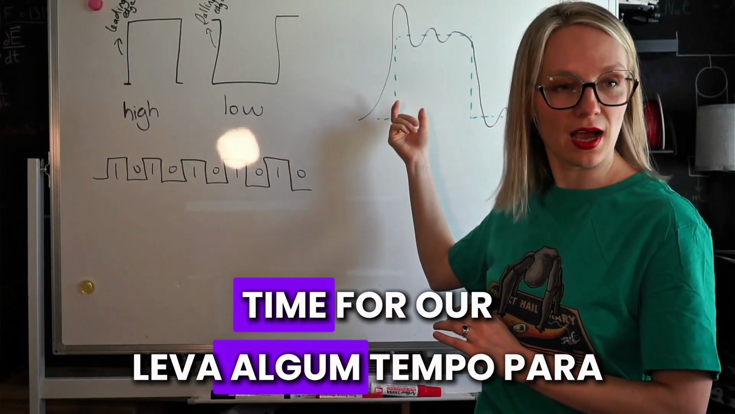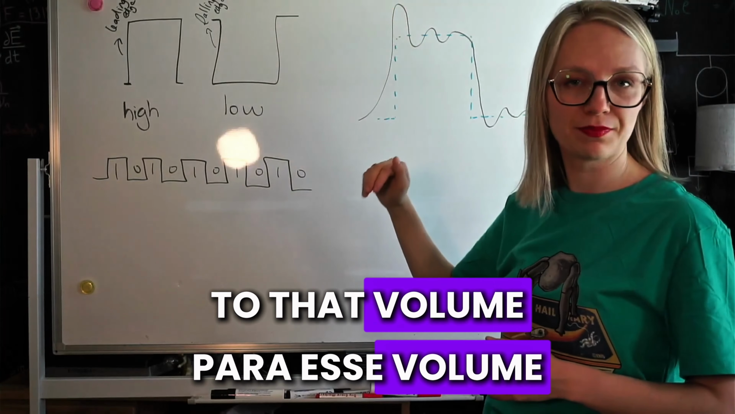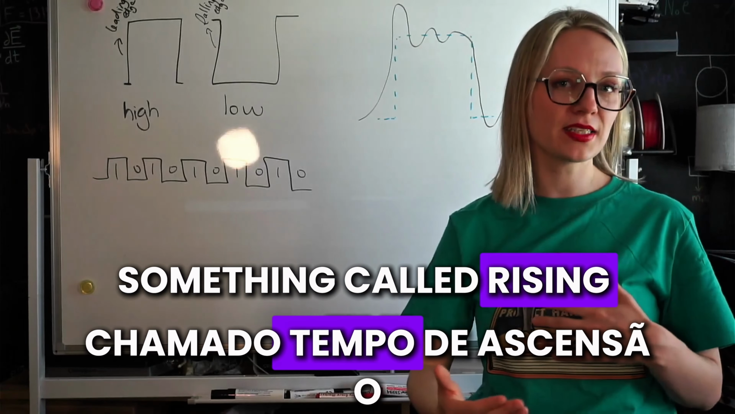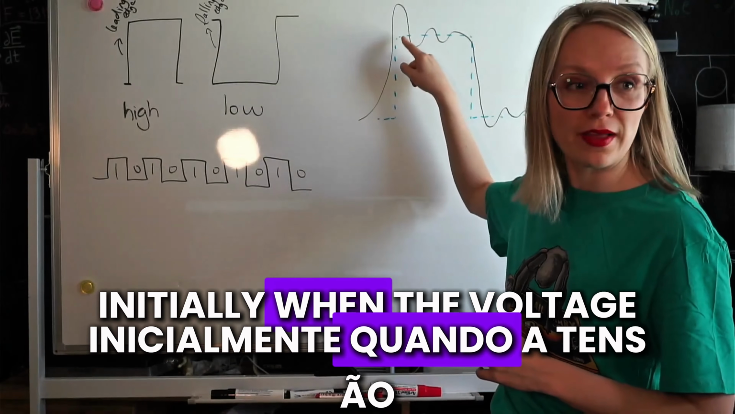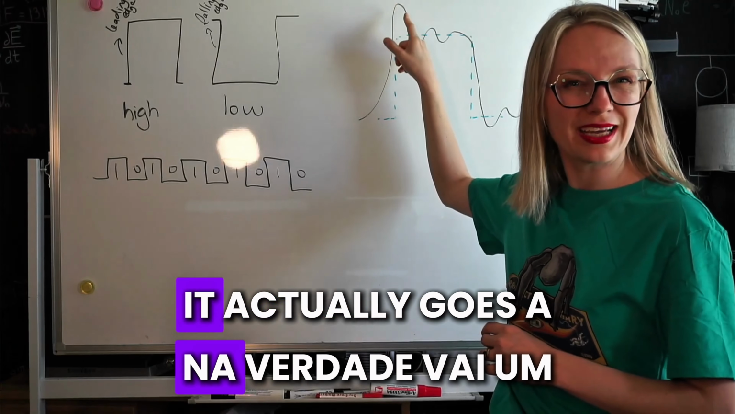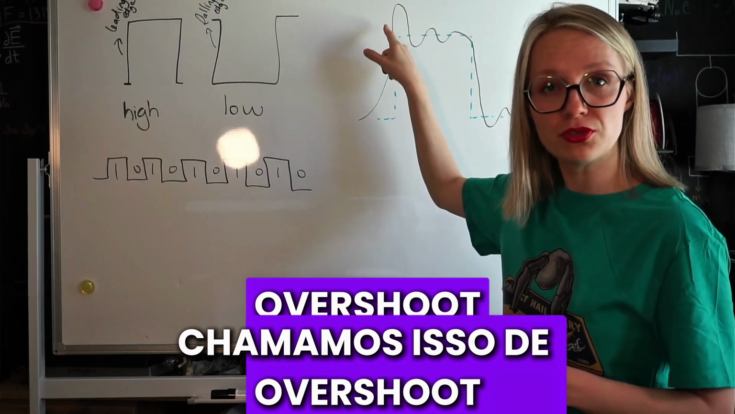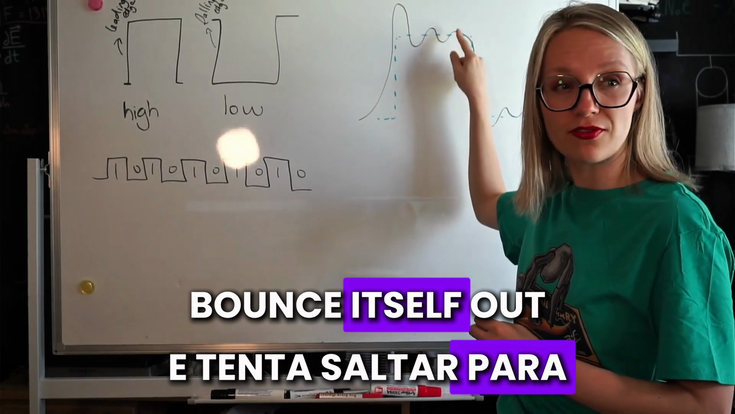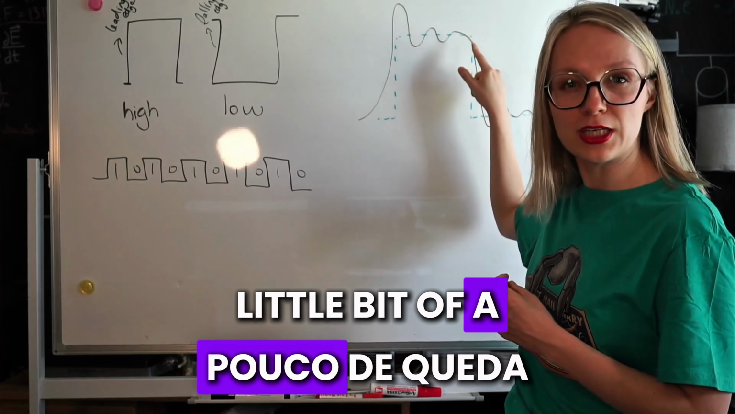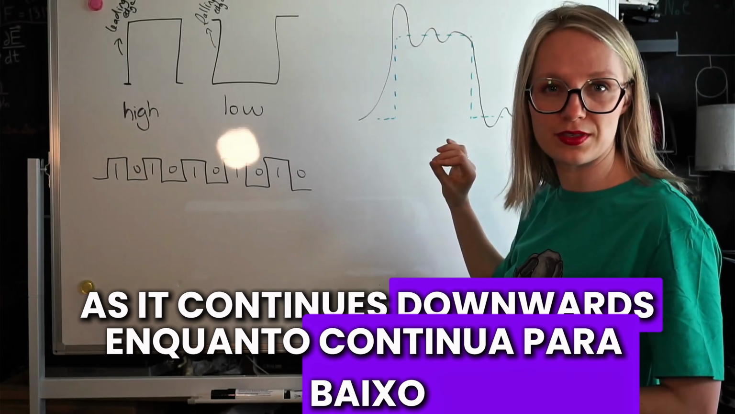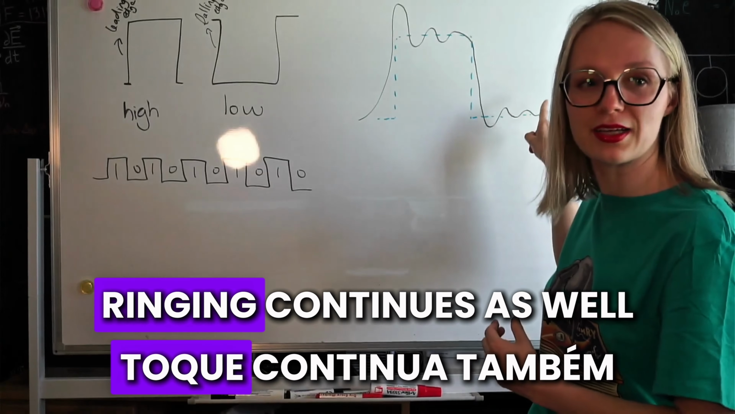It takes some time for our square wave to rise to that value. And so we have something called rising time and falling time for it to fall back as well. Initially, when the voltage shoots up, it actually goes a bit above the value. We call this the overshoot. Then it tries to balance itself out. This is called the ringing effect. And then there's a little bit of a droop as it continues downwards. You can imagine as it begins to fall, it undershoots, then the ringing continues as well.